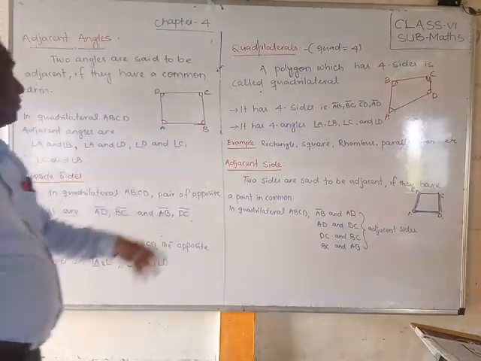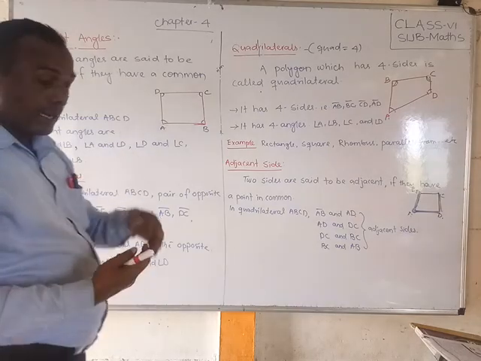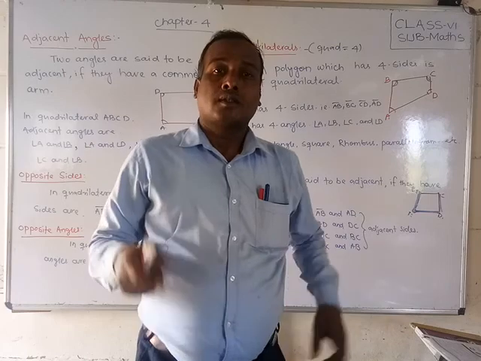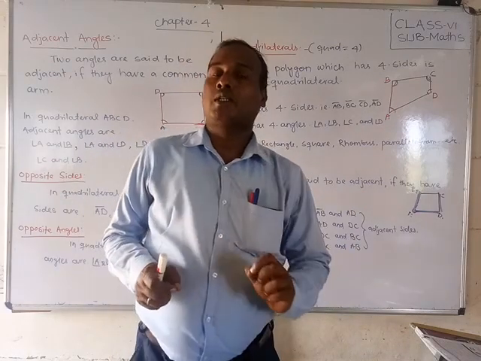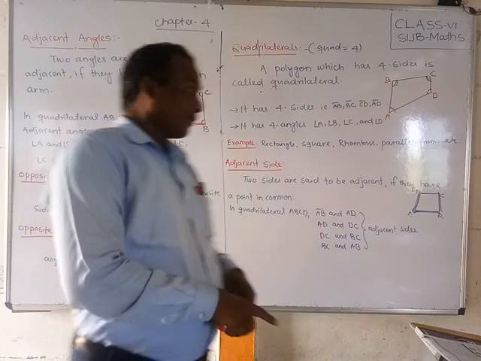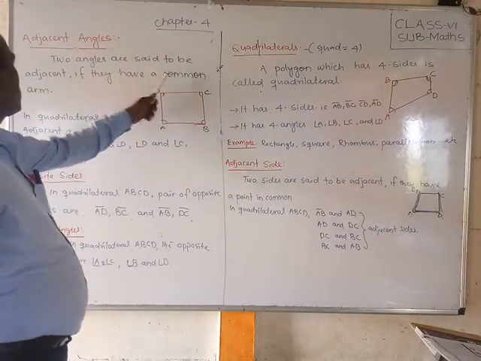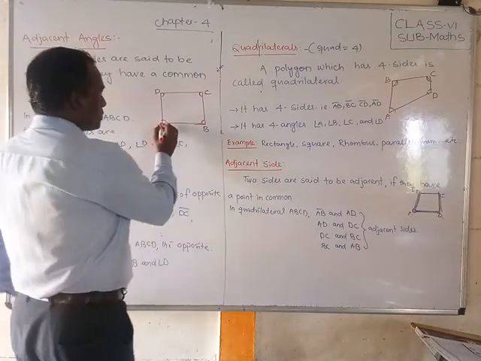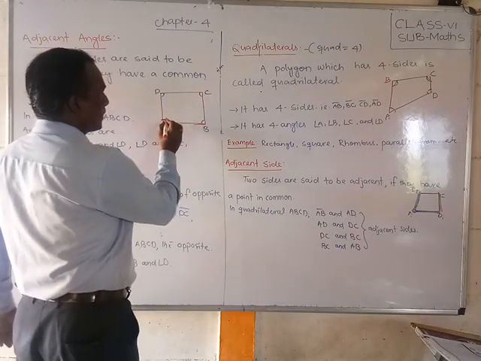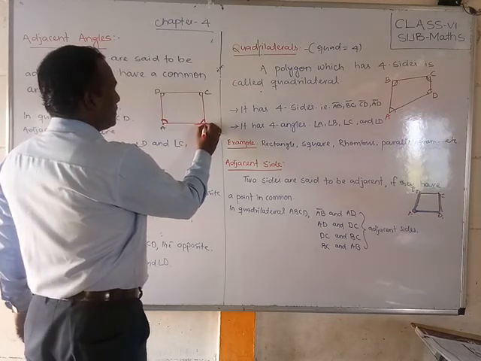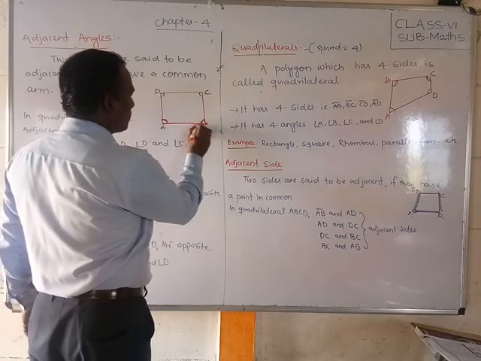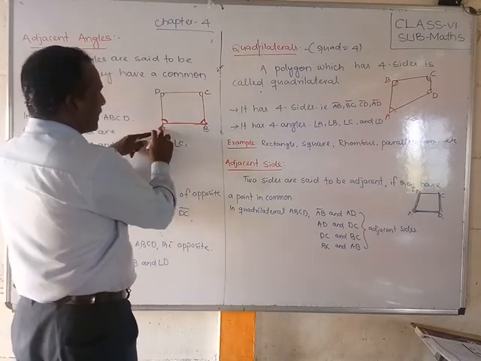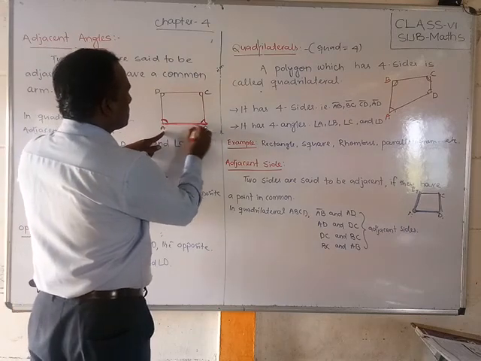Okay, students, now we will study adjacent angles. What are adjacent angles? Like I told you for adjacent sides, if two sides have a common point, they are called adjacent sides. In the same way, two angles are said to be adjacent if they have a common arm. Arm means side. Suppose this is one angle, and this is another angle. This is one arm, and this is also one arm. That means angle A and angle B have the common arm AB.